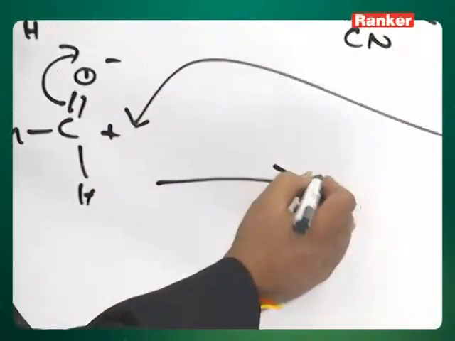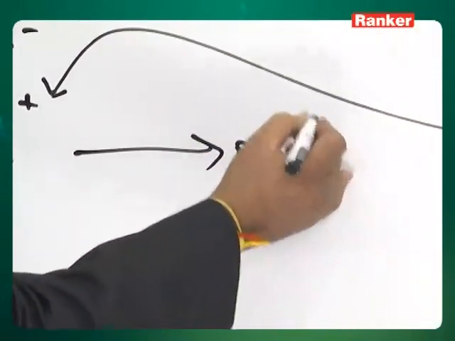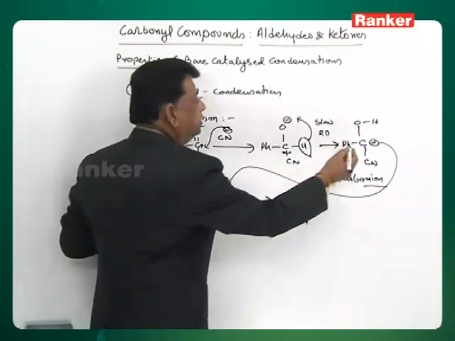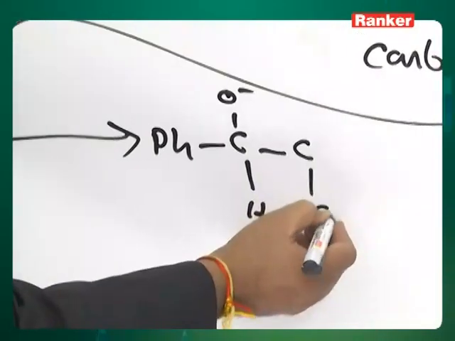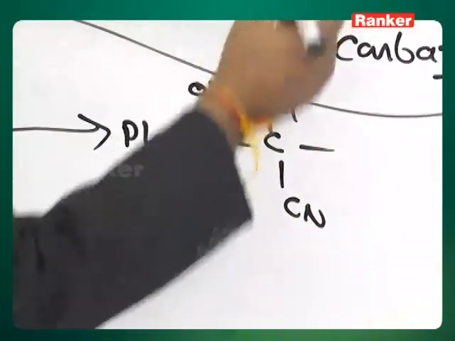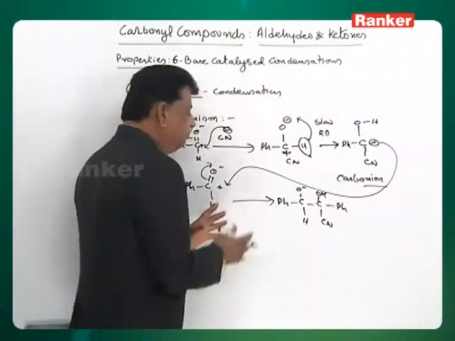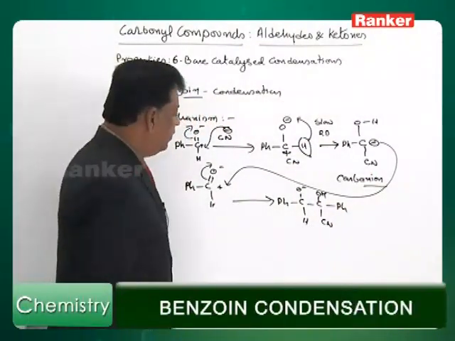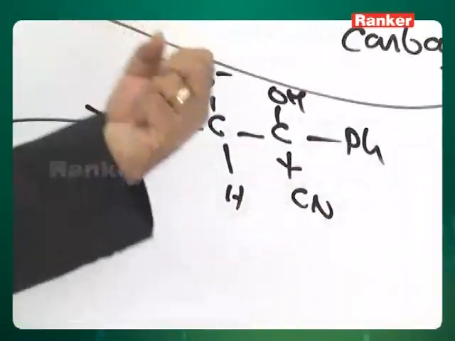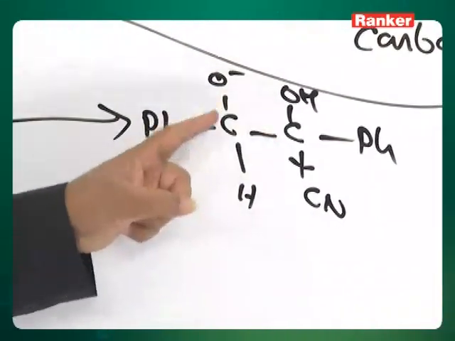Okay, let me write this benzaldehyde first, with C, with O minus, and then one hanging hydrogen. Then go to this carbon, a cyanide is there, top OH is there and then another phenyl is there. This is what you get now. Okay. Now, again the logic if you apply, the cyanide is a strong electron withdrawing group.